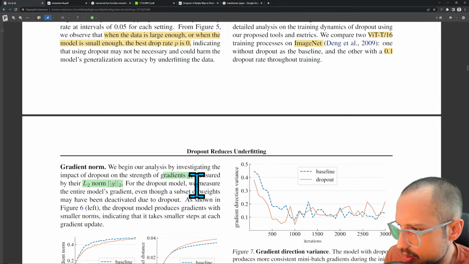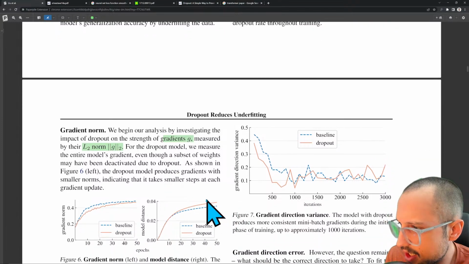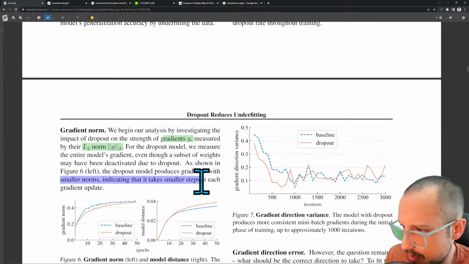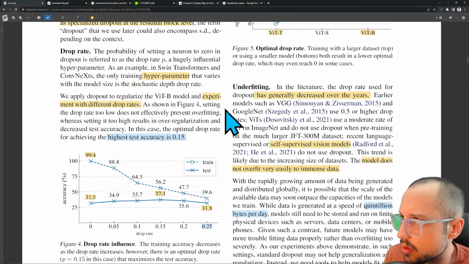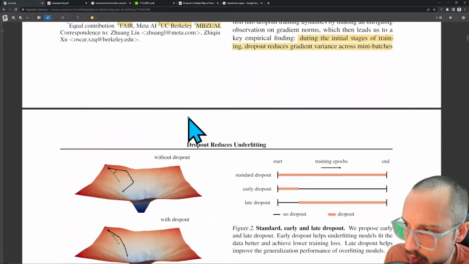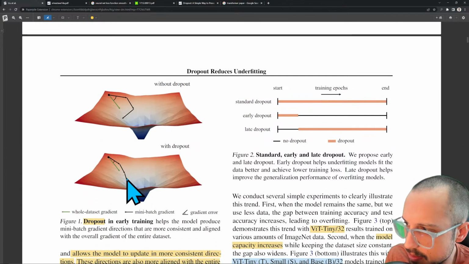For the dropout model, we measure the entire model's gradient, even though a subset of the weights may have been deactivated. As shown on the left, the dropout model produces gradients with smaller norms, indicating that it takes smaller steps, right? Smaller norms, smaller steps. So if you have a smaller gradient norm, these little arrows are smaller, which means you're taking smaller steps. So you see here how the little arrows are smaller in magnitude.